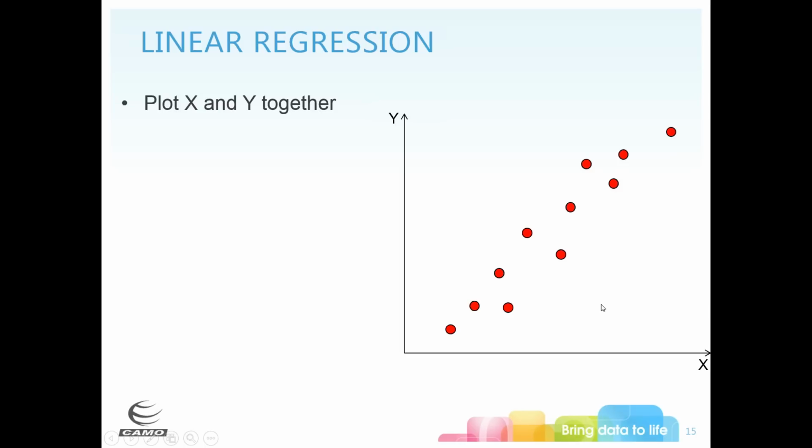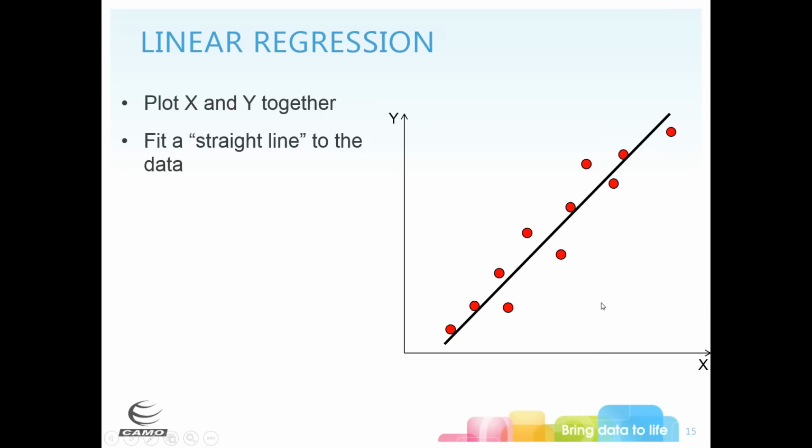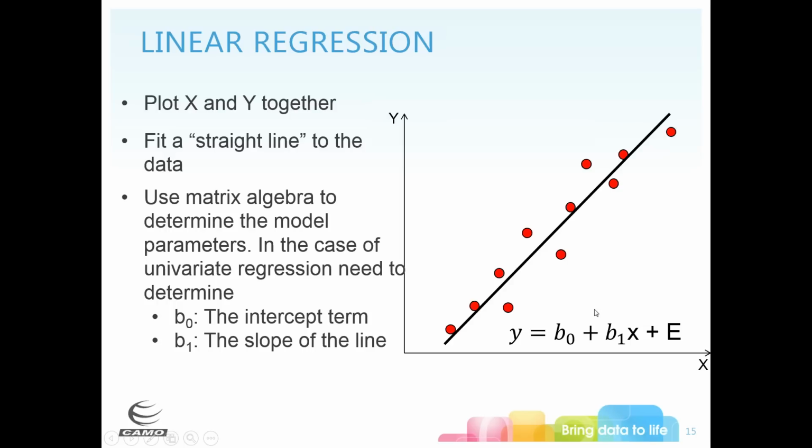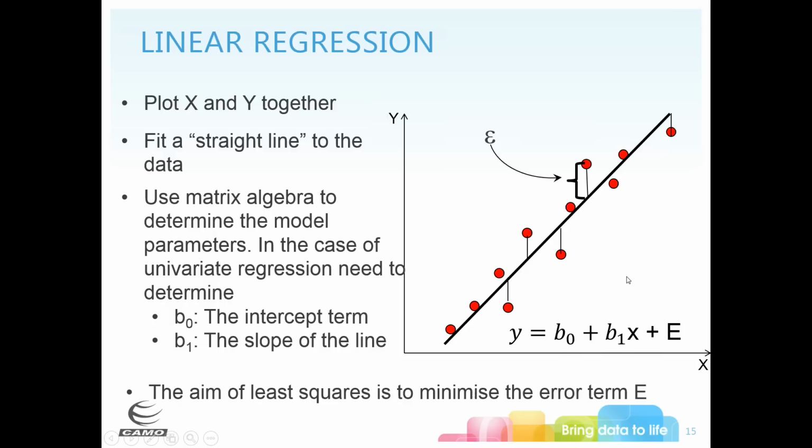So let's just take a quick look at your traditional linear regression. You plot x and y together, you fit a straight line, and then you use your matrix algebra to determine the model parameters. In a univariate regression, you've got your y-intercept and your slope, plus some error. And the aim of the least squares is to minimize this error term.